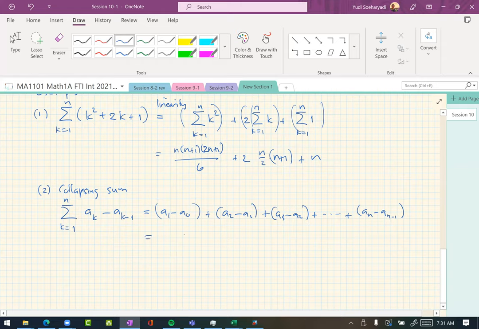So you see here, you have a lot of cancellations because, let's see, this a_1 cancels this one. This a_2 cancels this one. This a_3 is canceled by the next one, right? This a_(n-1) is canceled by the previous one here, okay? So at the end, you only have this and that, the last two terms standing.